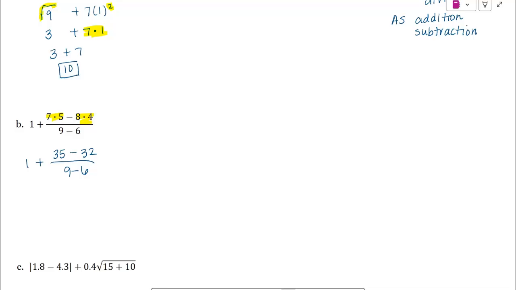Now I'm going to do the subtraction that's in the fraction there. I've got 1 plus 35 minus 32 gives me 3. 9 minus 6 gives me 3. So it looks like I've got 1 plus 1, or 2 overall.